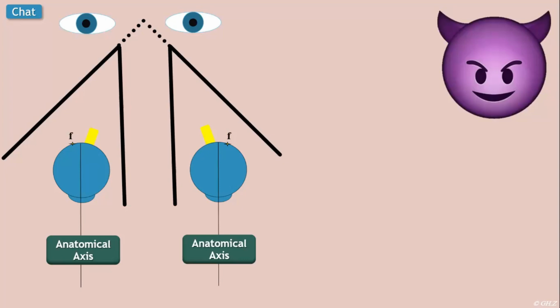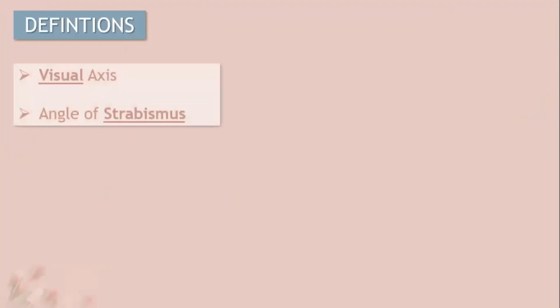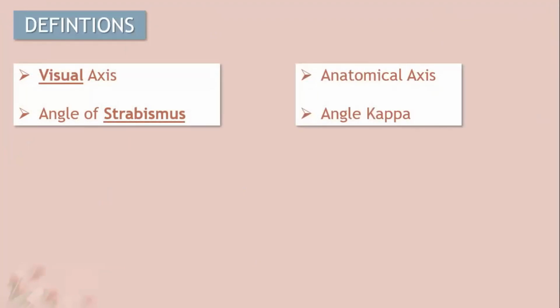All right? Okay. So in the previous class, we discussed the visual axis and the angle of strabismus, and in today's class, we're going to talk about the anatomical axis. I already mentioned the anatomical axis is simply a line bisecting the globe. The globe is centered around this line. And we will define something very important, which is called angle kappa, okay? Because it has a lot of applications.